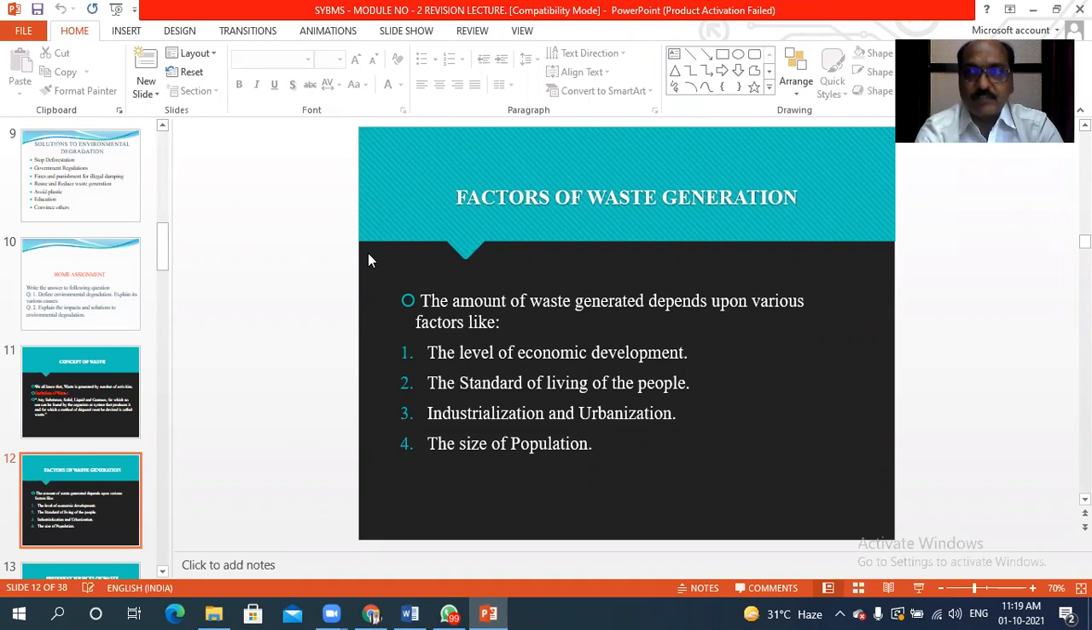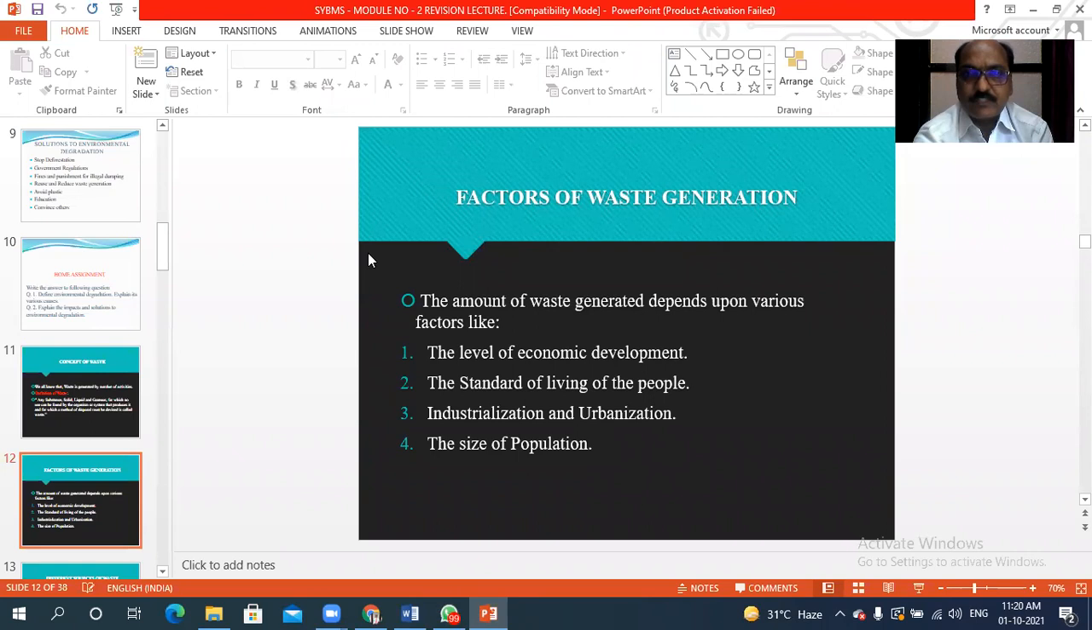You try to understand how these four factors are affecting waste generation. When economic development is more, automatically the rate of generation of waste is more. If the standard of living of the people is high, the purchasing power of the people is very high. They purchase lots of things. They use lots of things to meet their needs, and automatically waste will be generated there.